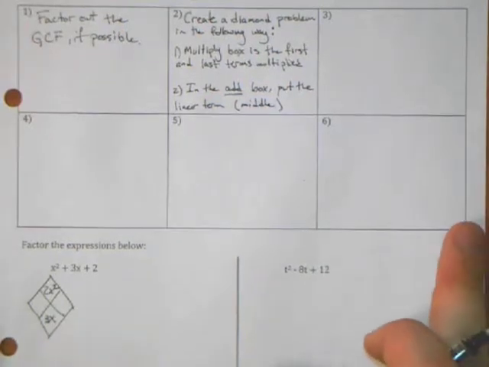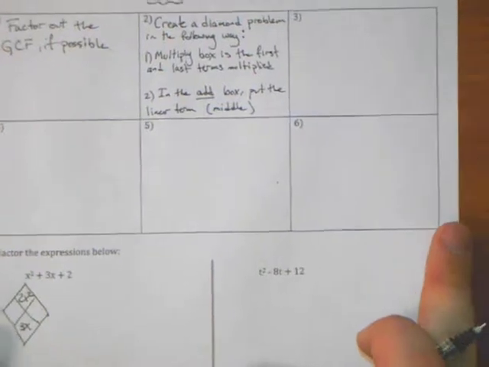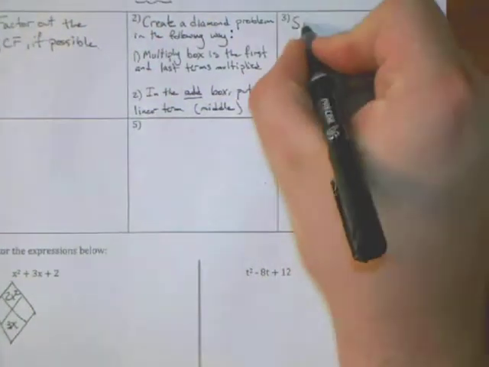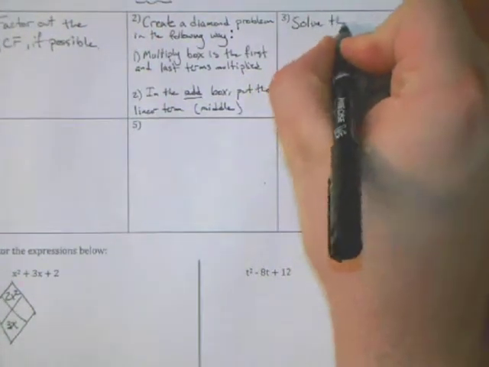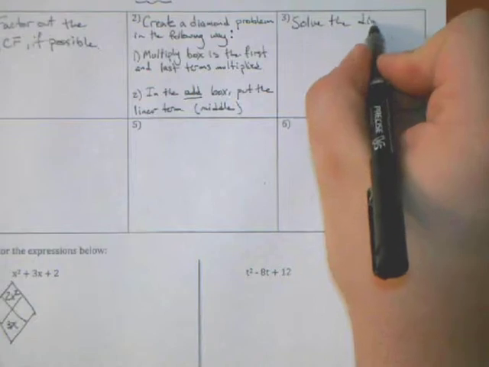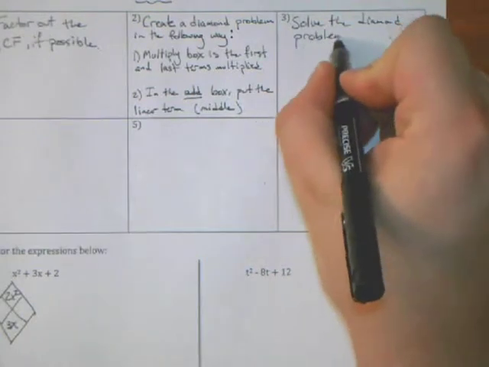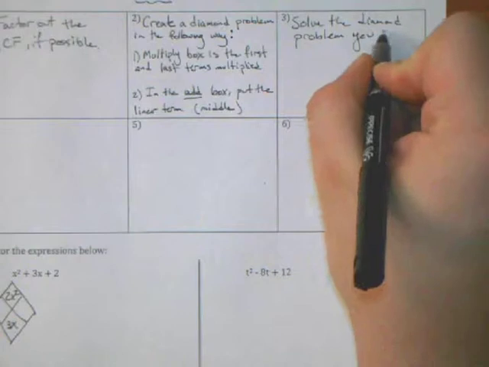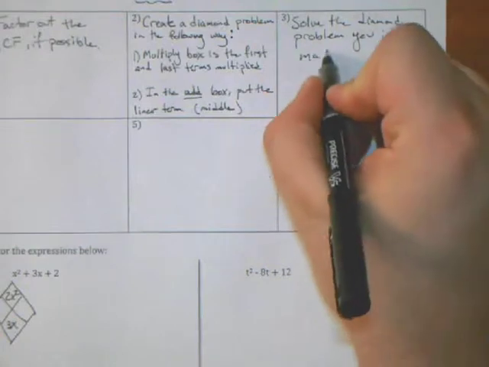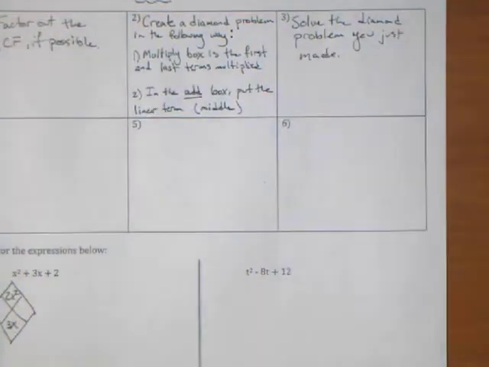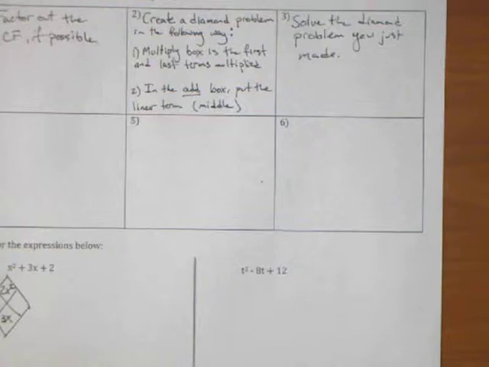Here comes the hardest part of the whole thing. Step 3. Solve the diamond problem you just made. Here's the hardest part of the entire thing. Solve the diamond problem.